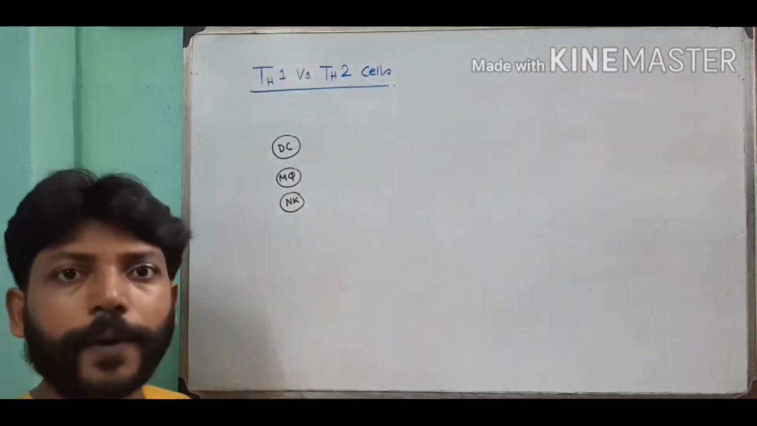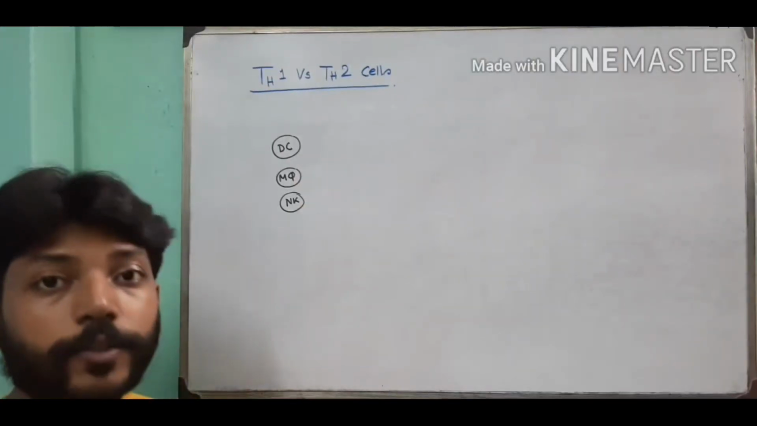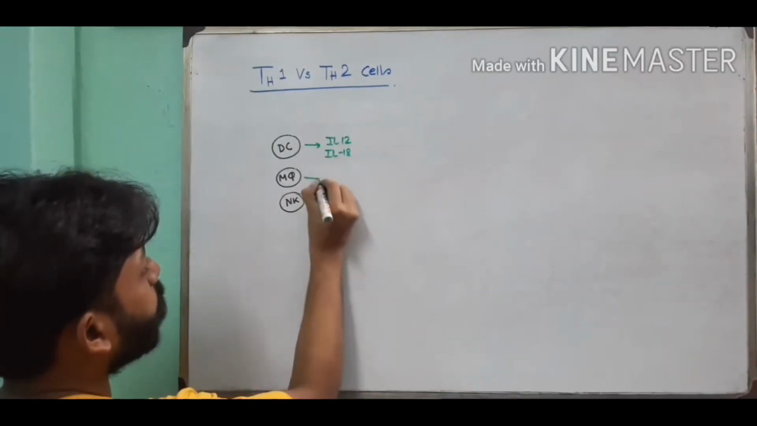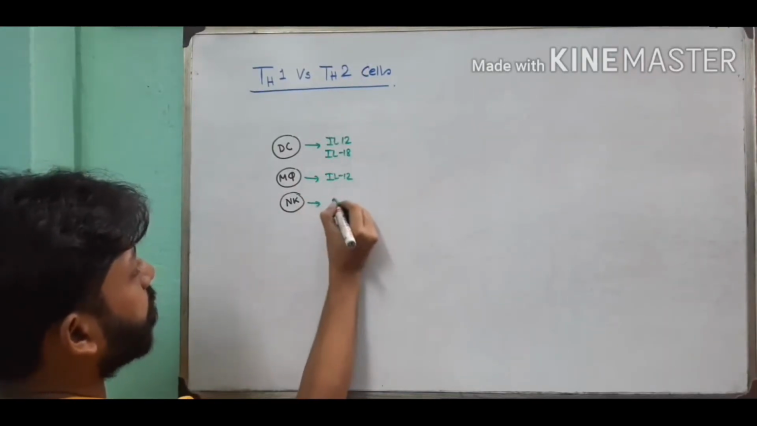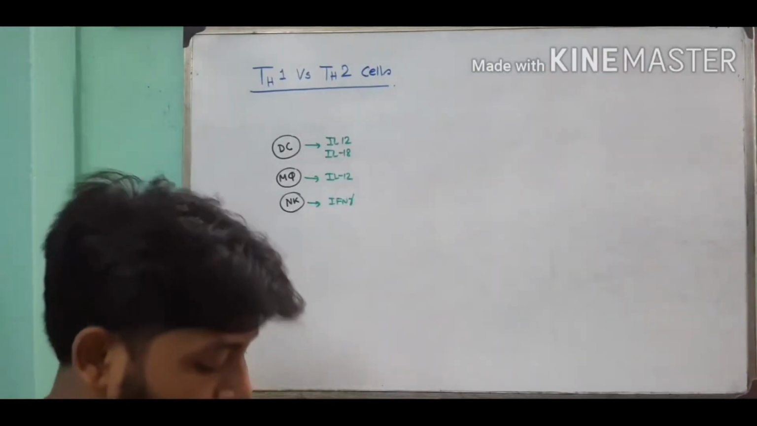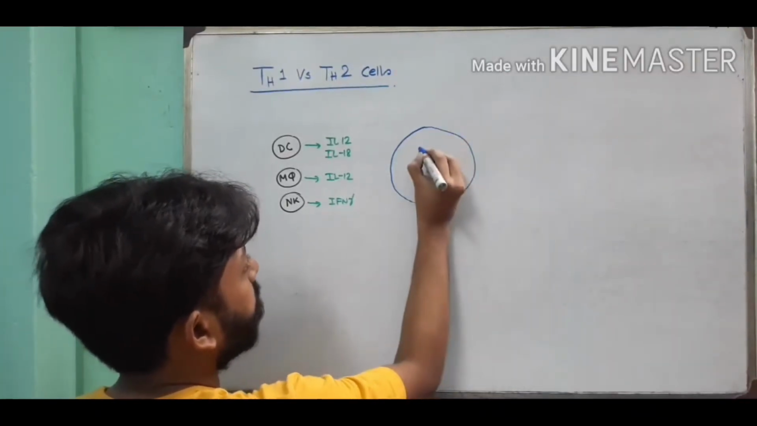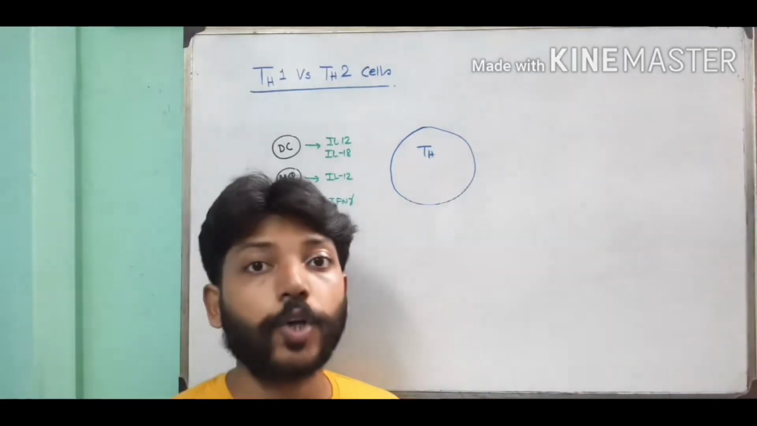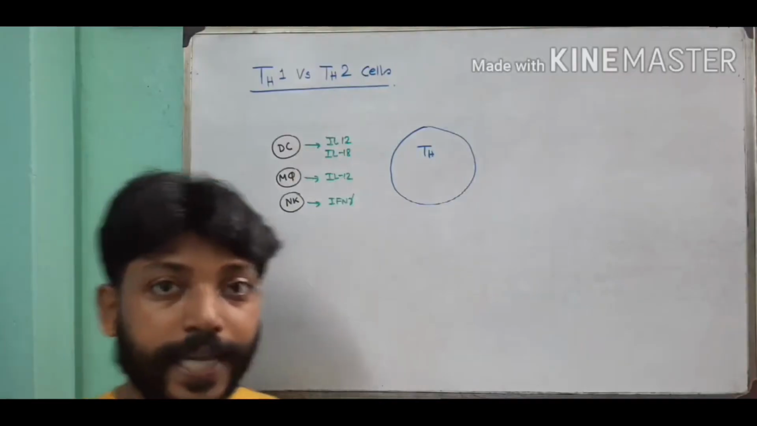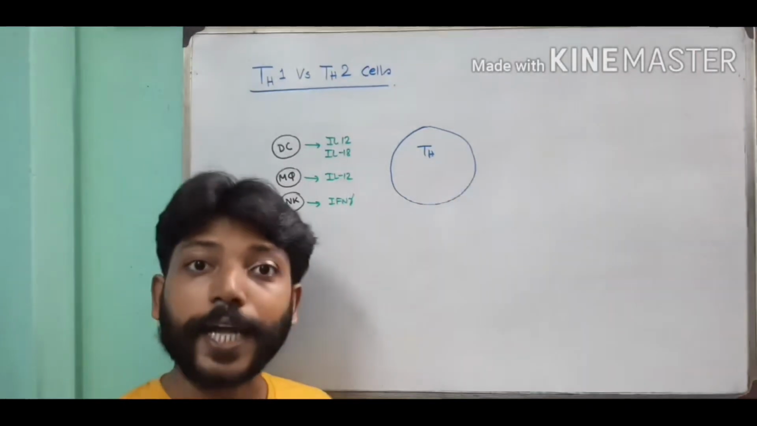So in response to this pathogen, the dendritic cell, macrophage and NK cell can secrete some chemicals called cytokines. The dendritic cell can secrete IL-12 and IL-18, the macrophage can secrete IL-12, and the NK cell can secrete IFN-gamma. So there are three cytokines that act on T cells. Let's assume these are T cells, T helper cells. At first, the T helper cell is naive. Naive means it is inactive. But the dendritic cells can activate naive T helper cells. So the first thing is activation of naive T helper cells.